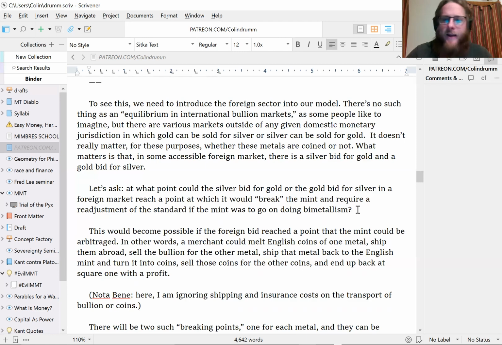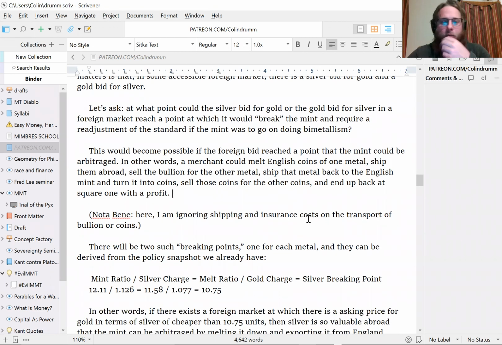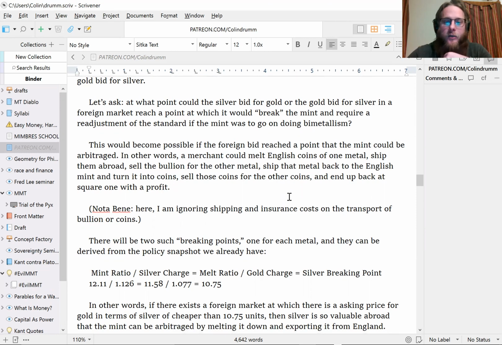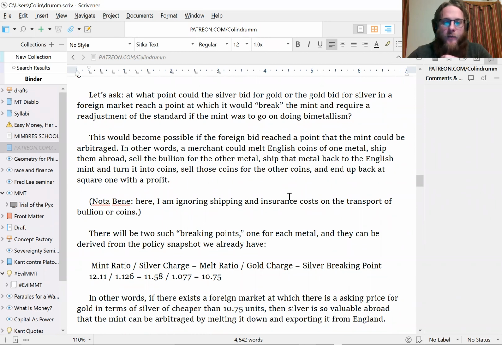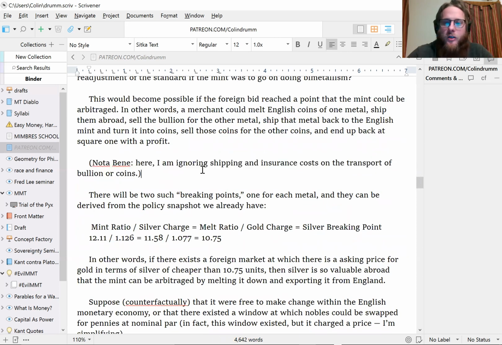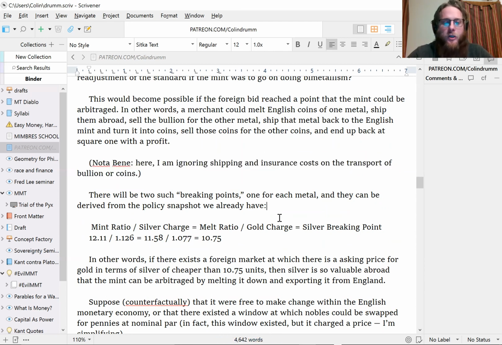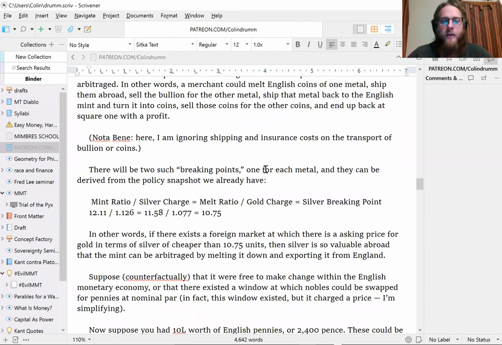Okay, so the question we want to ask is, at what point could the silver bid for gold or the gold bid for silver in a foreign market reach a point at which it would break the mint and require a readjustment of the standard, if the mint is going to go on doing bimetallism? Well, it would be possible if the foreign bid reached a point at which the mint could be arbitraged. In other words, the merchant could melt English coins of one metal, ship them abroad, sell the bullion for the other metal, ship that metal back, and make a profit. Notice I'm ignoring shipping and insurance costs. If you do an empirical study, you need to think about this, but it adds complexity without much interest. So I'm pretending this is free, but of course it's not in the real world. So that is part of the spread too in reality.